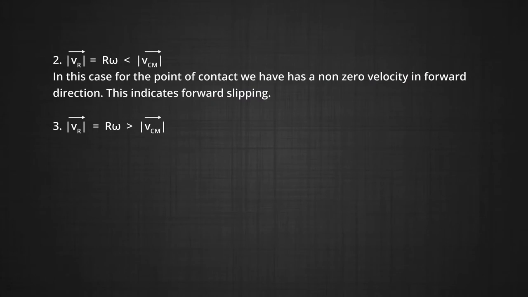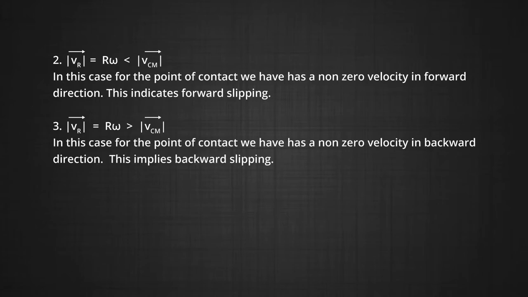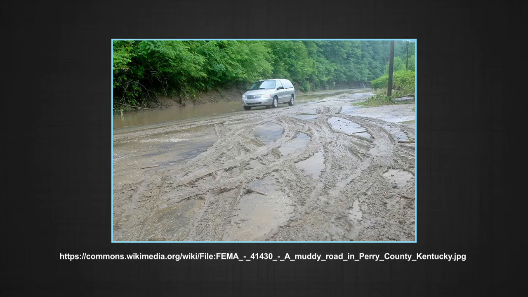Case 3: when the magnitude of velocity due to rotational motion, which is also equal to r omega, is more than the magnitude of velocity of center of mass. It means that the disk is translating slower as compared to the rotational motion. In this case, for the point of contact, we have a non-zero velocity in the backward direction. This implies backward slipping. For example, when on a muddy road a car tire rotates more but moves forward less as compared to its rotational motion, the car is said to have backward slipping. We will try to investigate pure rolling and its constraints further.